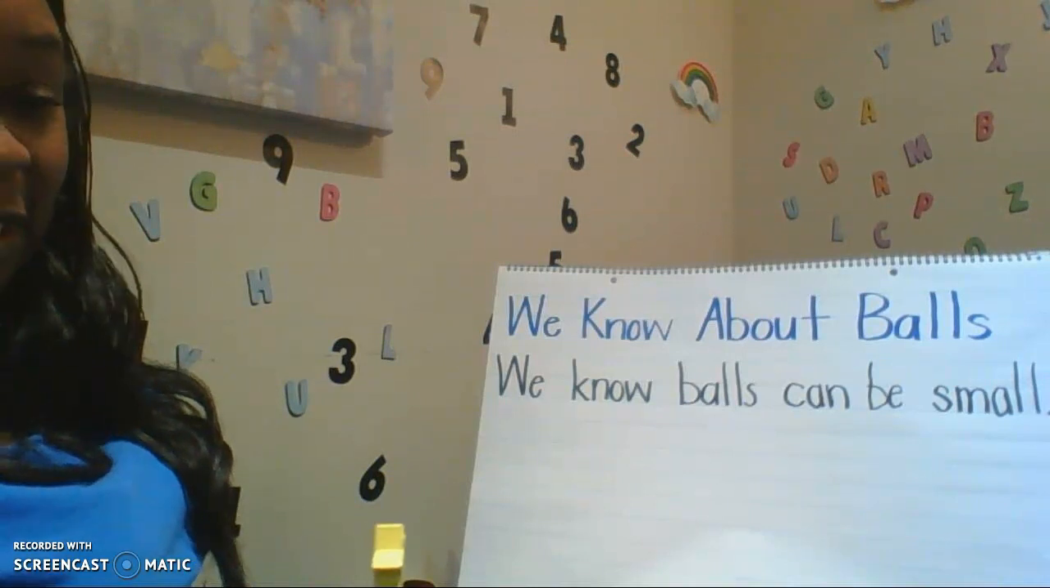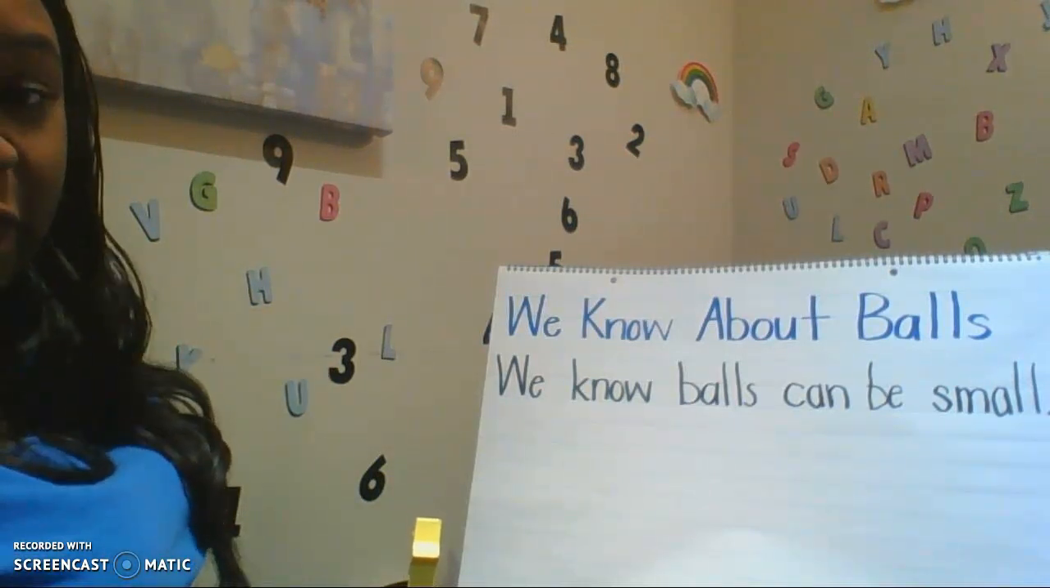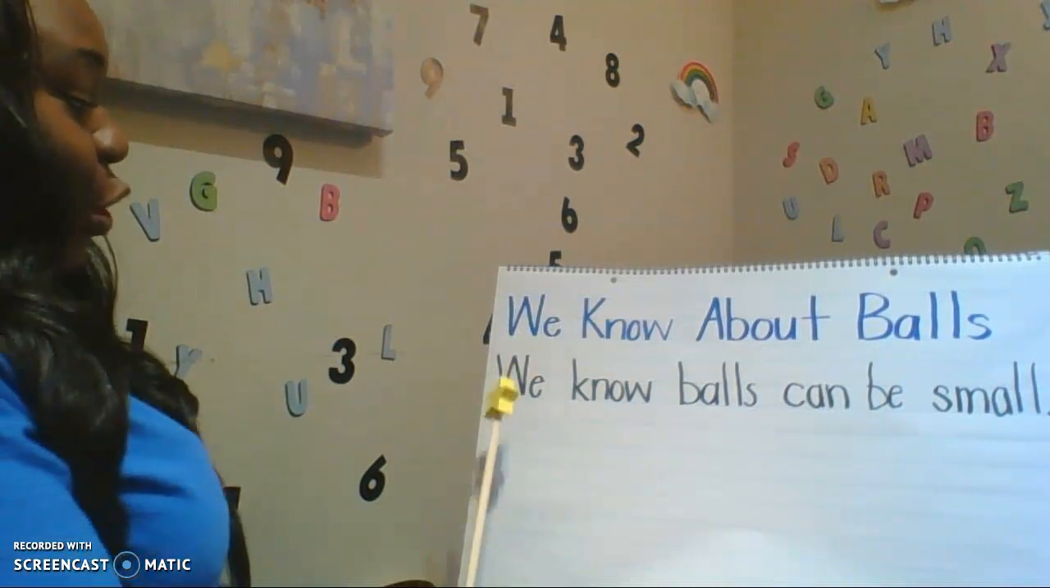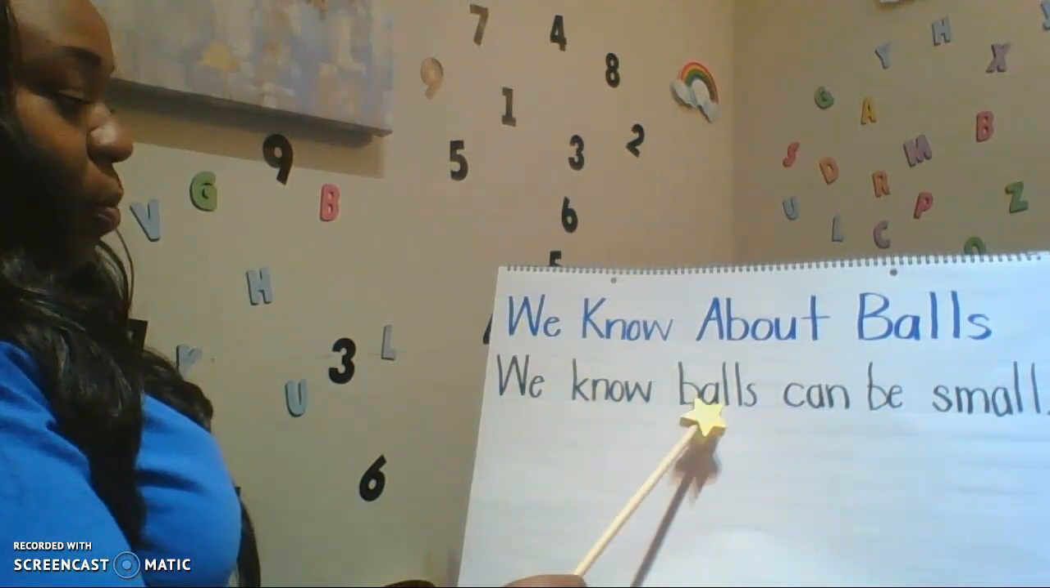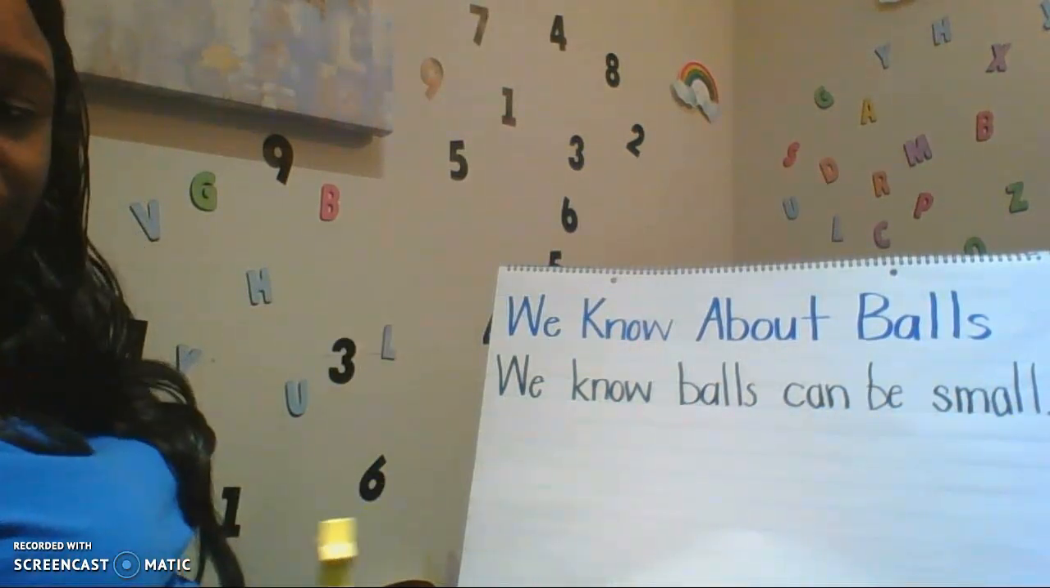We're going to read our sentence. Get your pointer finger ready, and let's read our sentence by touching each word. Okay? We know balls can be small.